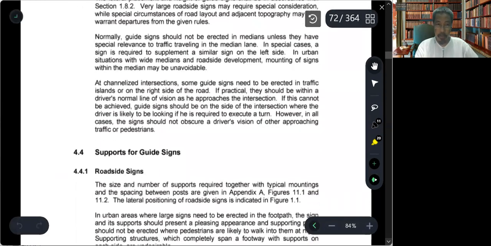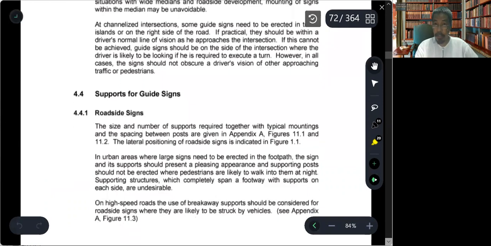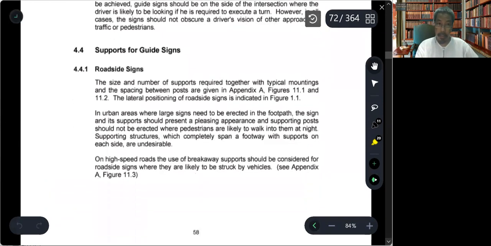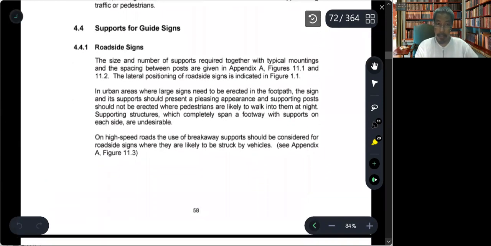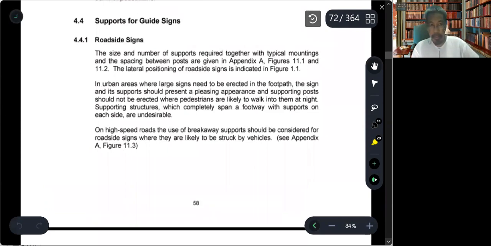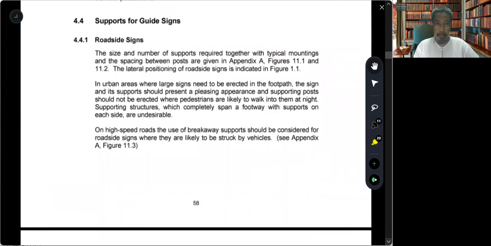Use of supports for guide signs. Supports meaning the post or other similar structure for road signs. The size and number of supports required, together with typical mountings and the spacing between posts, are in Appendix A. So we have the guide plan.